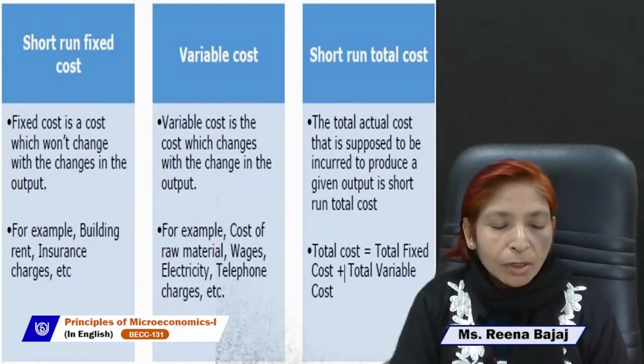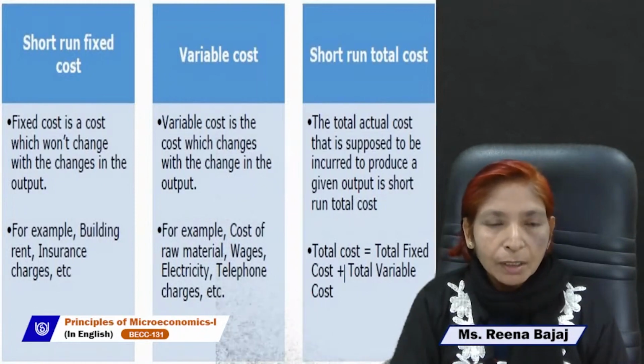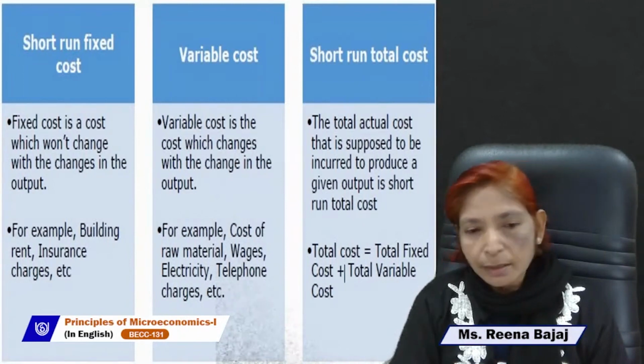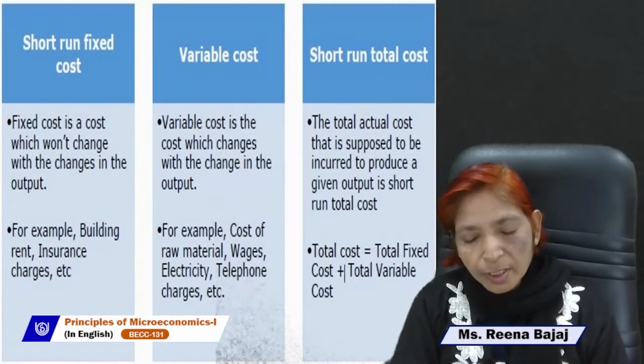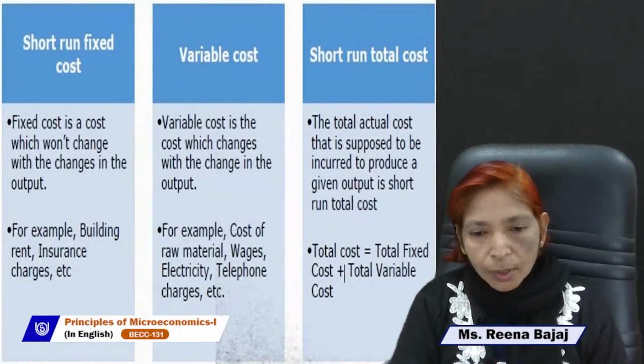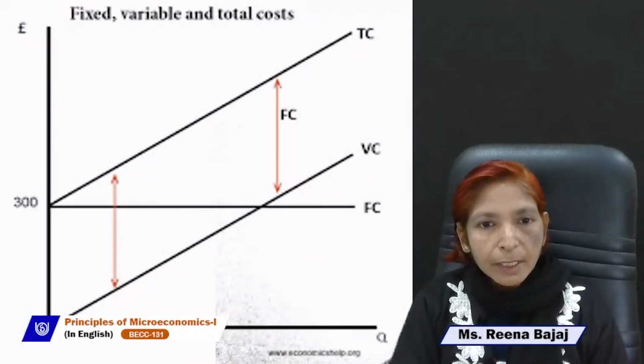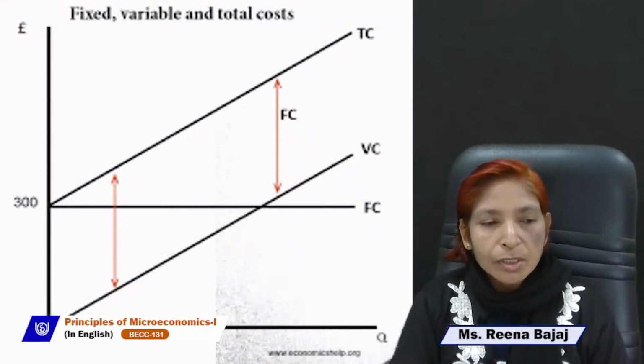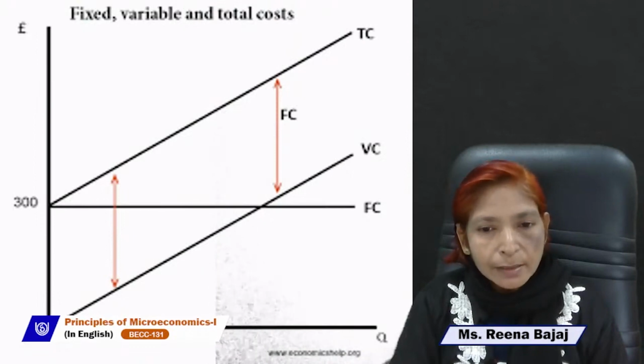Examples of fixed cost are building rent, insurance charges, etc. Examples of variable cost are the cost of raw material, wages, electricity cost, telephone bills, etc. And the total cost, which is the summation of total fixed cost and total variable cost, we can show by using a diagram like this. Fixed cost always remains fixed, so the fixed cost curve will be a horizontal line, always parallel to the x-axis.